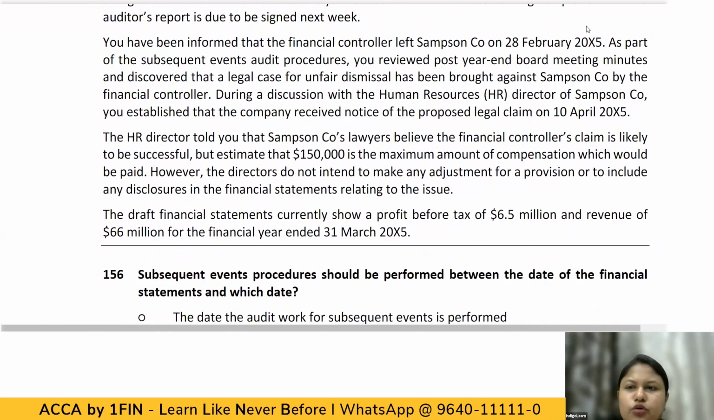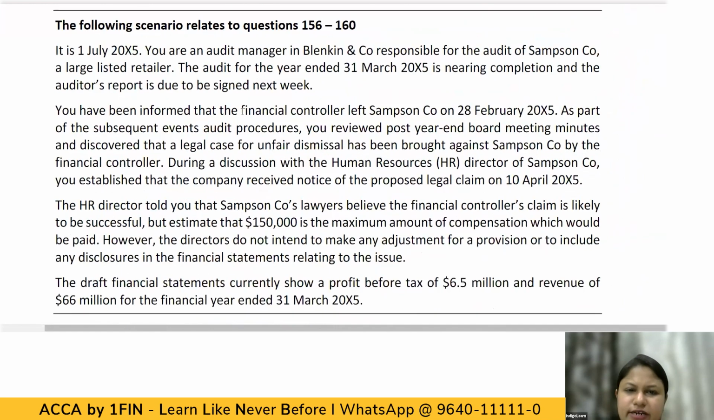Then you have been informed that the financial controller left Samsung Company on 28th February. As a part of the subsequent events audit procedures, you reviewed post year-end board meeting minutes and discovered that a legal case for unfair dismissal has been brought against Samsung Company by the financial controller. So here, if you can see, there was one of the employees who was removed, and this happened when? On 28th February, that is before the year ending. And after the year ending, when you reviewed the post year-end board meeting, you saw that there is a legal case which this person has filed against the company for unfair dismissal.